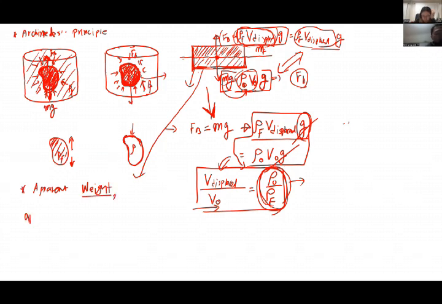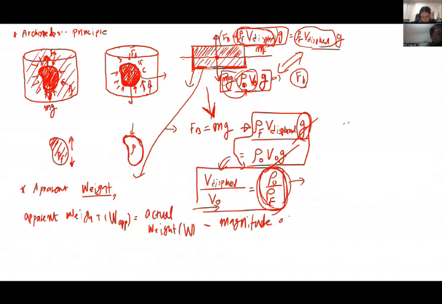So the apparent weight W apparent is the actual weight W minus the magnitude of the buoyant force FB.